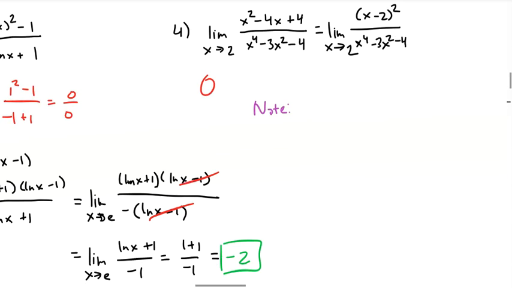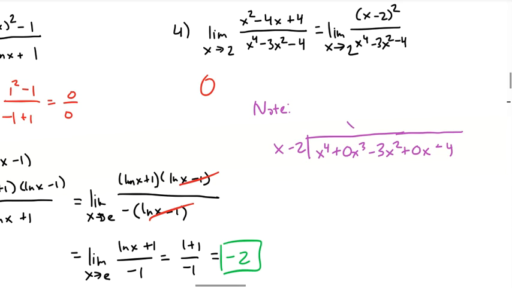So we're going to divide out our denominator by x minus 2. So x minus 2 goes into x to the 4th plus 0x cubed minus 3x squared plus 0x minus 4. These 0s don't change the value of the function, but I like to write it that way because when you do polynomial long division, it's easier to see which term will go where when you write out every single term, even though it may not be included in the polynomial. So dividing this out, we're going to have x to the 4th over x, which is x cubed.